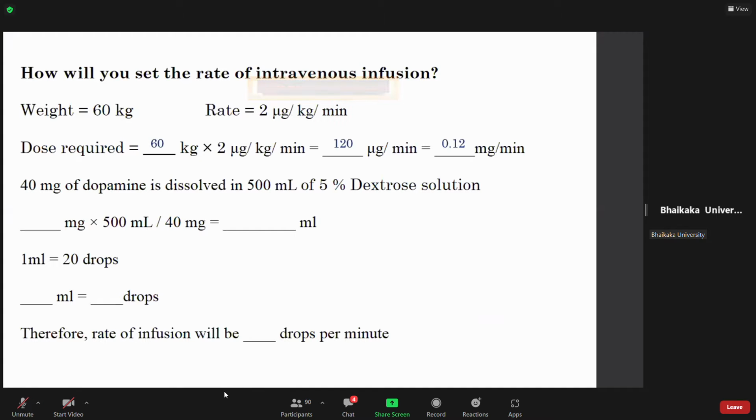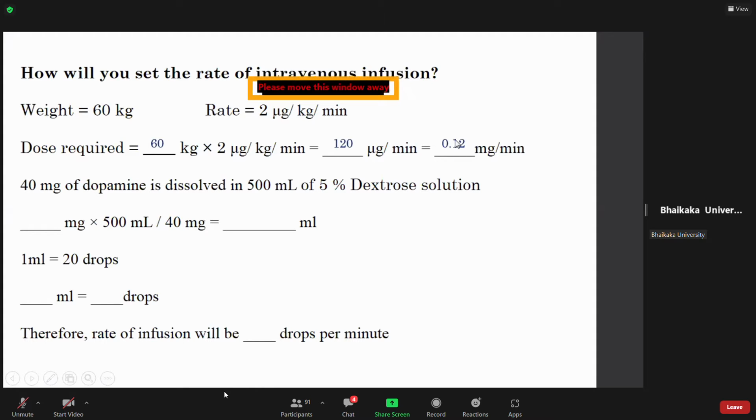0.12 milligram, we have to convert this value in milliliter. As we are giving this drug via intravenous infusion, we have to calculate the drops of intravenous infusion. So to calculate the drop, we have to convert the dose of dopamine into milliliter. So here 40 milligram of dopamine ampule is dissolved in 500 ml of dextrose solution. So 40 milligram is dissolved in 500 ml. So for 40 milligram of dopamine, we require 500 ml of solution.